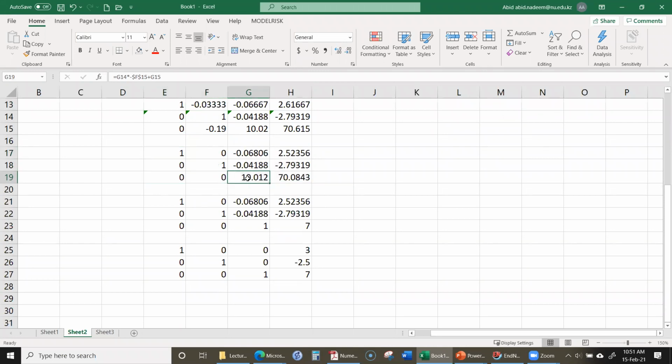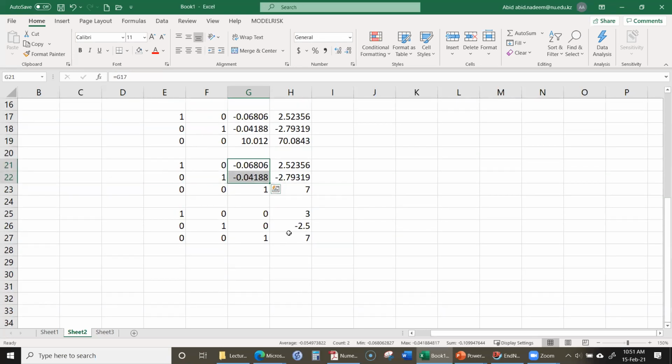Then the next step is, because this is the pivot position, I have to make it 1. So I will divide the third row by 10.012, and I will get this. Then I made these two 0. On the left hand side, I will get an identity matrix: 1 0 0, 0 1 0, 0 0 1. These coefficients now give us the direct solution. This will be the value of x1, this will be x2, and this will be x3.